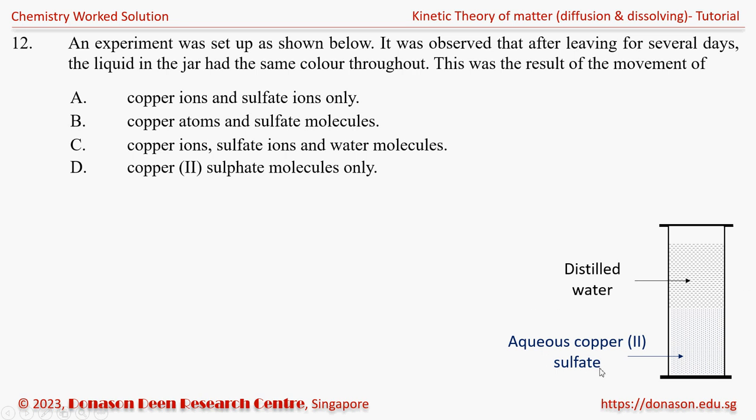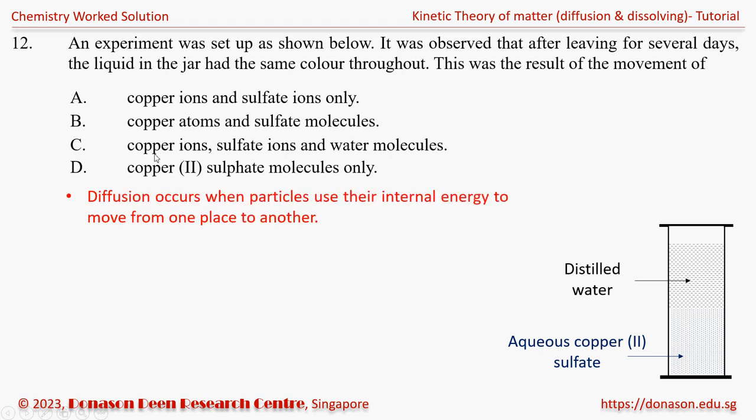And aqueous copper 2 sulfate is made up of copper 2 ions as well as sulfate ions, and they are also going to have internal energy with which they are going to continue to diffuse throughout the liquid. And of course the blue coloration of the copper 2 sulfate is going to spread across everywhere, and the colorless solution when it mixes is still going to appear bluish in color. So the entire jar is supposed to appear uniformly bluish in color. And this was the result of the movement of the copper ions, sulfate ions as well as the water molecules.